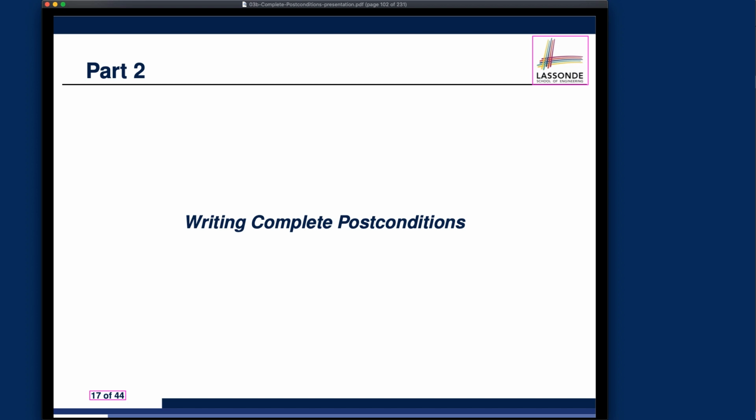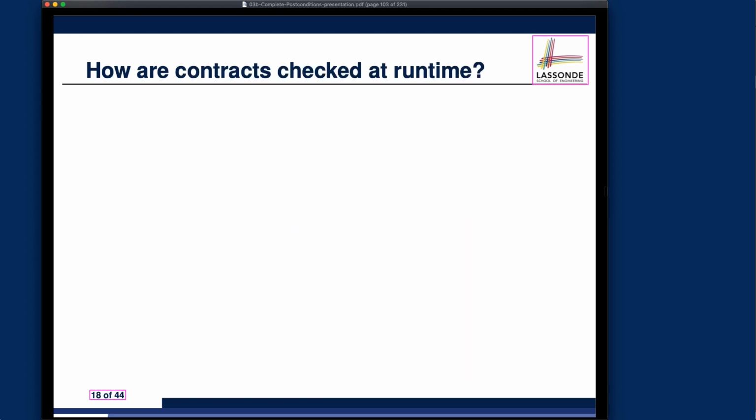Having discussed the three levels of object copying, we're almost ready to talk about how you can write complete postconditions. There's just one more piece of background knowledge I would like to discuss with you before we see a concrete and complete example about writing complete postconditions, which is how contracts are checked at runtime.